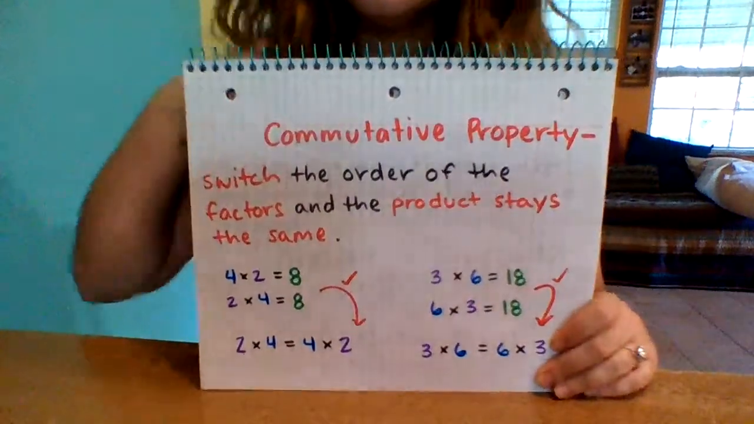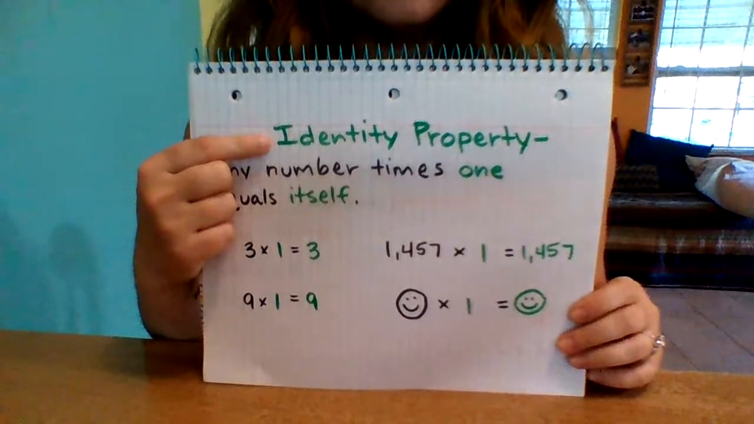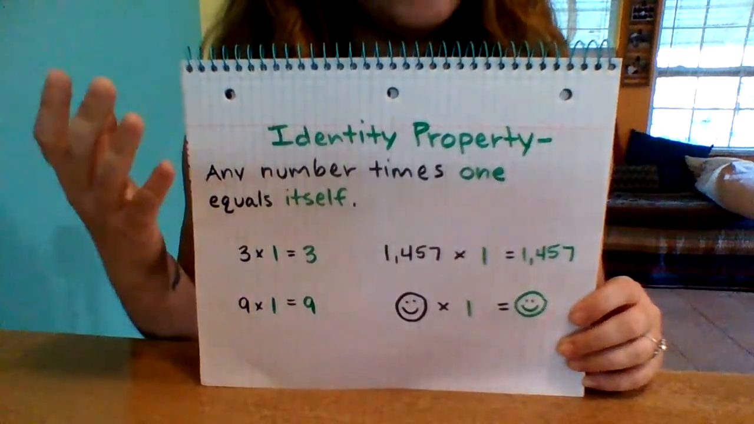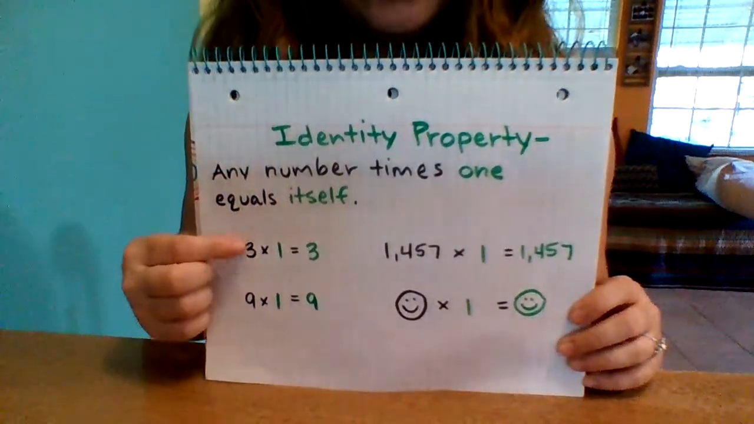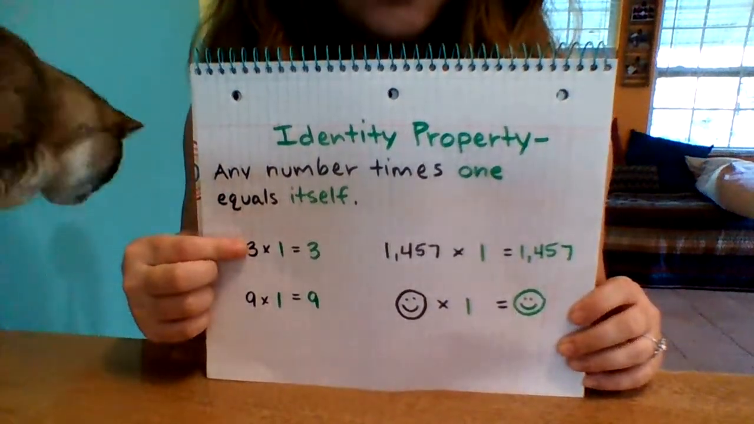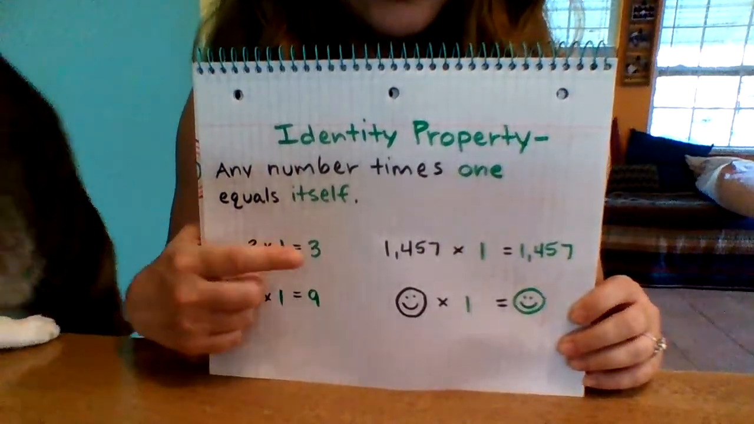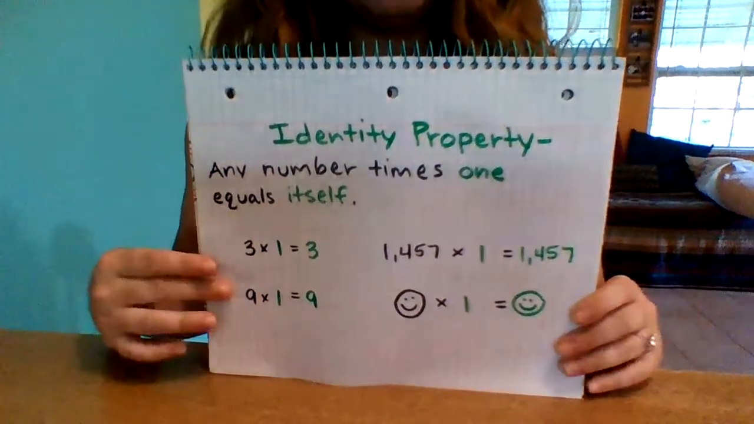That's the identity property. And identity, I want you to think about this word. Identity, what it means is who you are. Your identity is who you are, right? So think about it like that. Who you are, if you are 3, that doesn't change if you multiply yourself times 1, right? Your identity stays the same. Who you are stays the same.